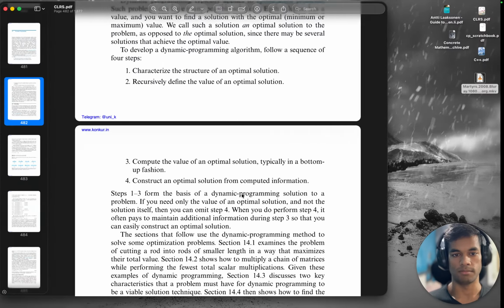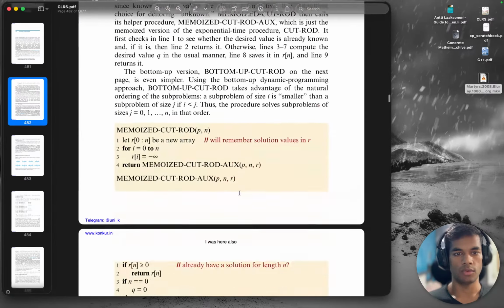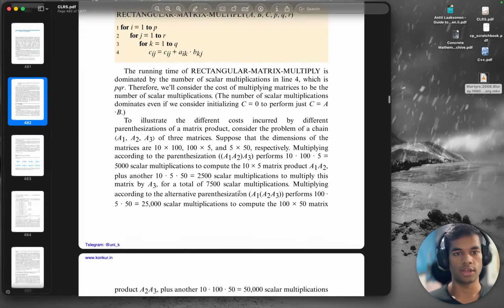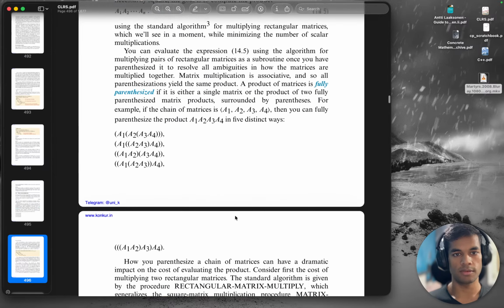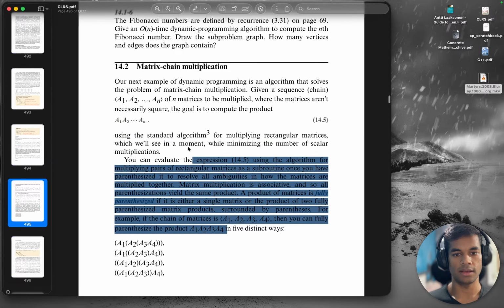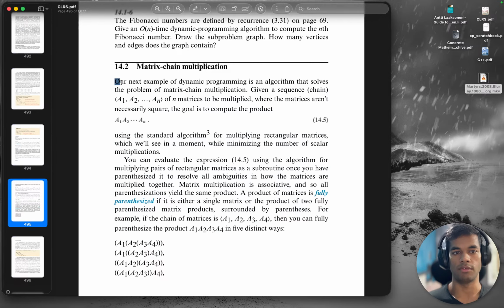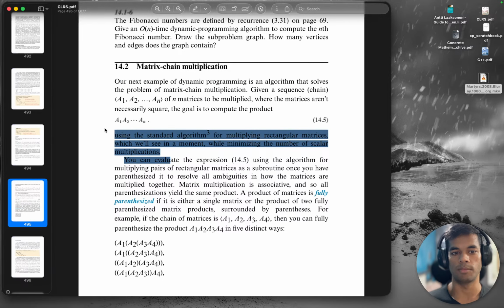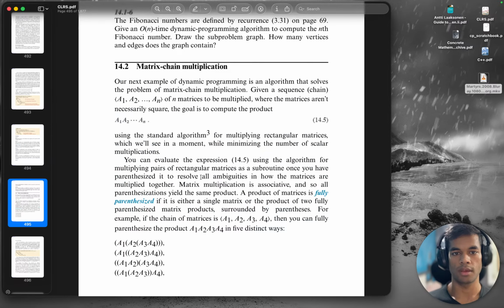Construct the optimal solution. And today we will go to the next second part where they have stated another problem, which is matrix chain multiplication. In this, we have been given another example of a problem which can be solved using dynamic programming. With this example, we will strengthen our understanding of how we can apply dynamic programming to any general problem. And it is going to be cool. Let's see.